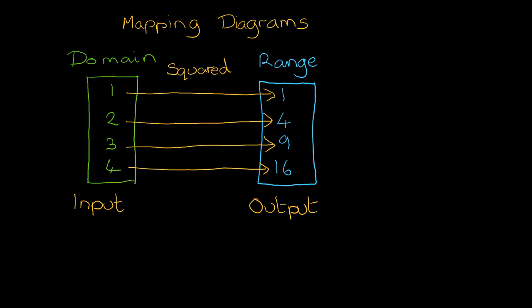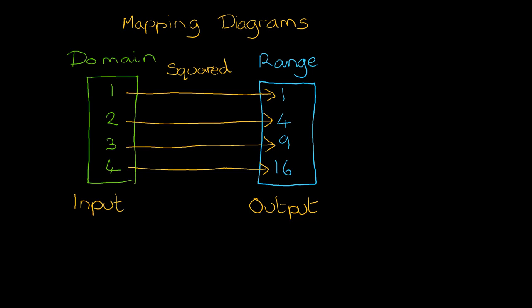So what you can see in front of you is known as a mapping diagram. And you can see on the left hand side we've got a set of numbers and they're referred to as the domain. So they're like the input numbers. Then in the middle you can see that what we're doing to these numbers is we're squaring them.